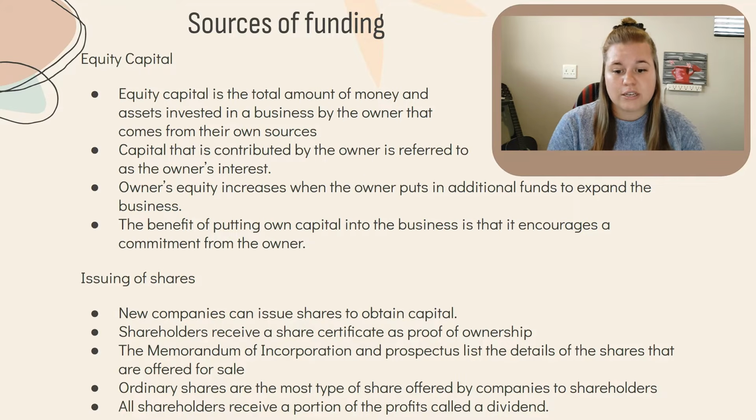Then, issuing of shares. New companies can issue shares to obtain capital. Shareholders receive a share certificate as proof of ownership. The memorandum of incorporation and prospectus list the details of the shares that are offered for sale. Ordinary shares are the most common type of shares offered by companies to shareholders. All shareholders receive a portion of the profits called dividends.